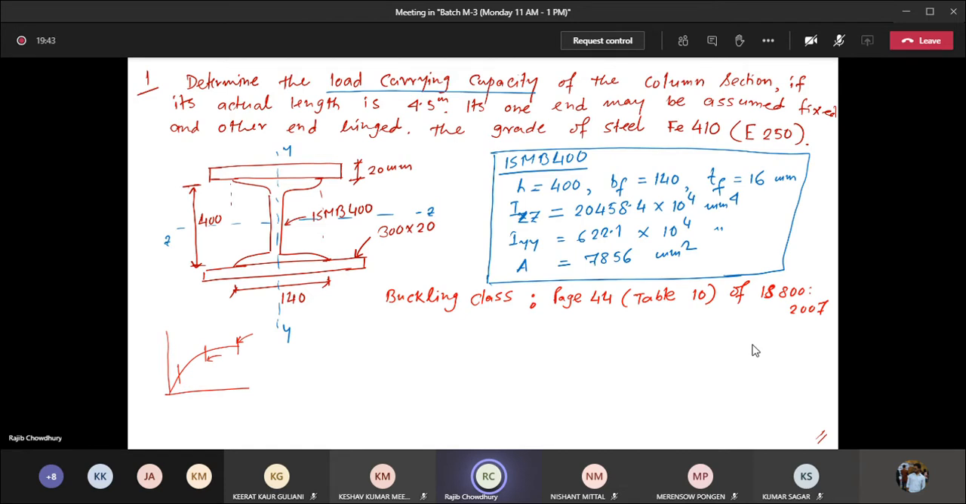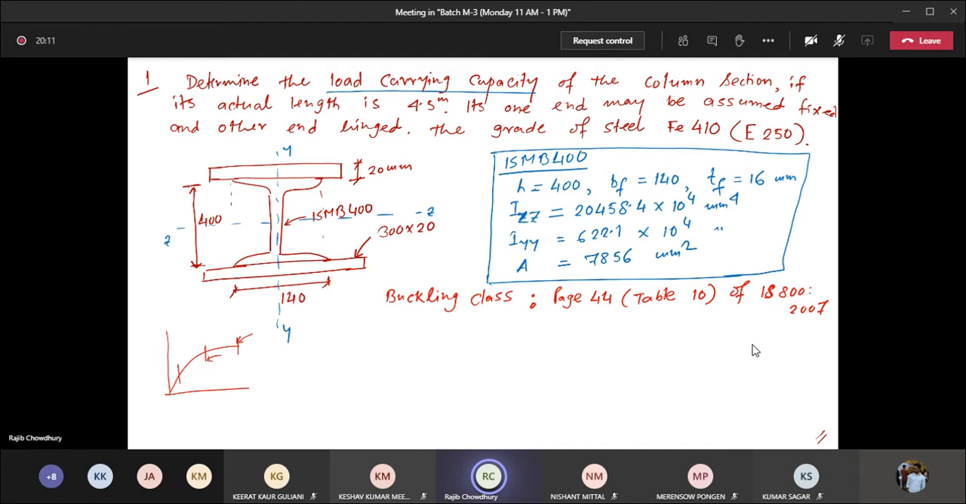So buckling class is also the same thing. It actually depends on the cross section, and why it is been required? It is been required to identify that about which particular plane your member or the section is going to get buckled or going to get bent.